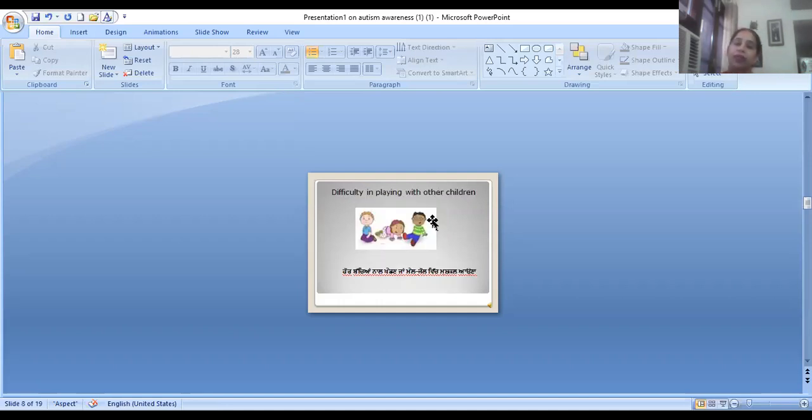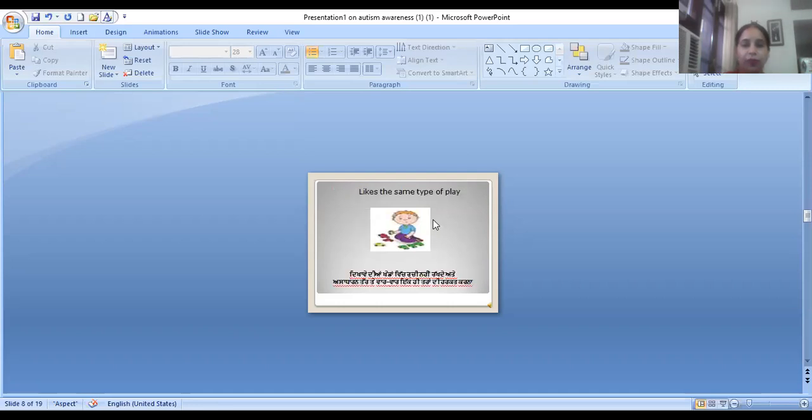Difficulty in playing with other kids. You can see in the picture that the child with the blue shirt and purple trouser is sitting. He doesn't have any interest in the other kids. They are playing, interacting, and doing other things, but he is not. He is not showing any interest in what they are doing. So he has difficulty playing with children in the same type of play.